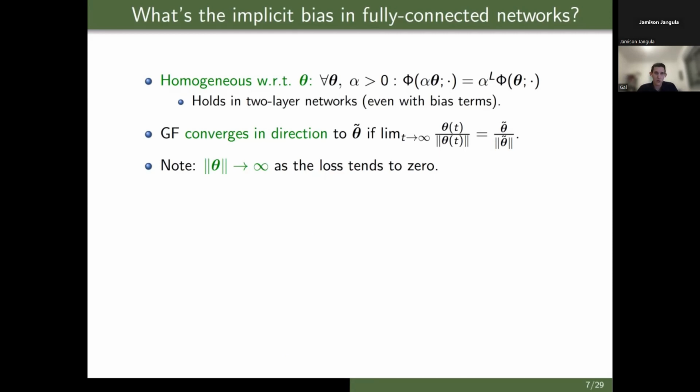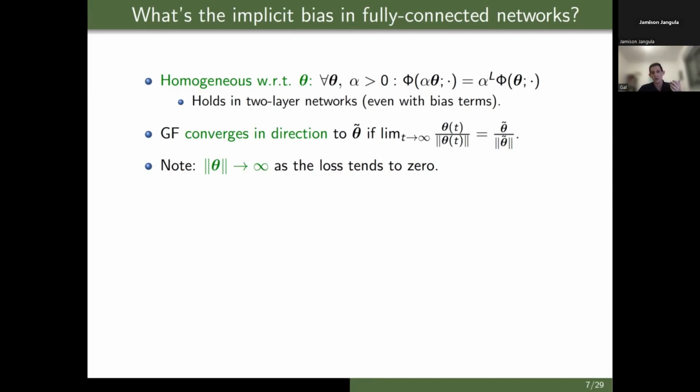Now, in this talk, we will mostly consider two-layer networks. An important thing to note about this definition of homogeneous networks is that it always holds in two-layer ReLU networks, even if we have bias terms. If we have bias terms in the hidden layer, note that the network is not homogeneous with respect to the input, but it is still homogeneous with respect to the parameters. So basically, all of the networks that we will discuss in the talk are homogeneous.